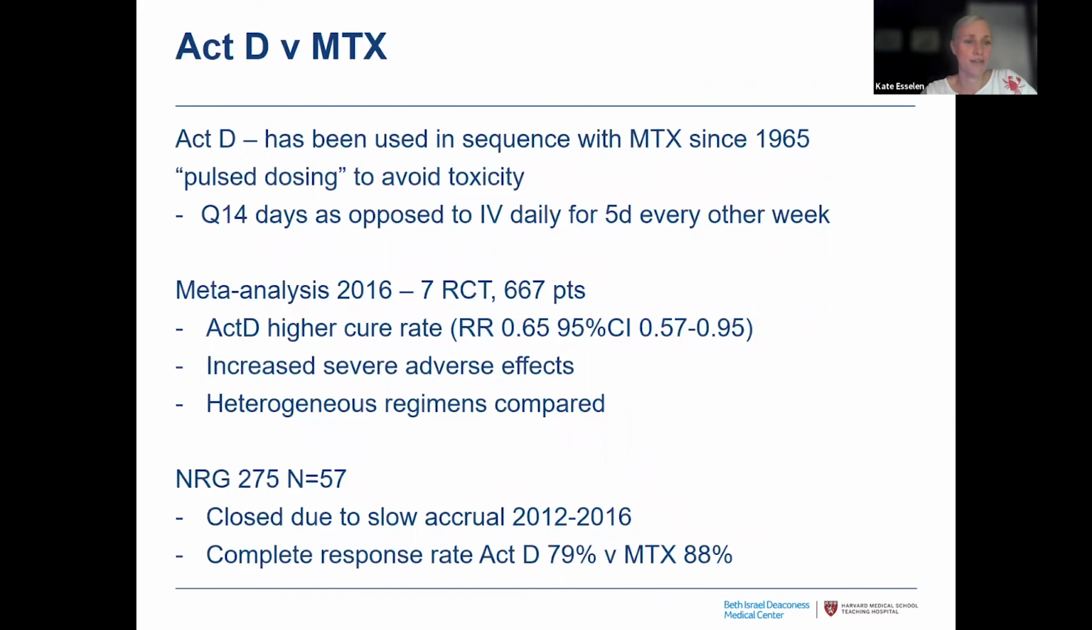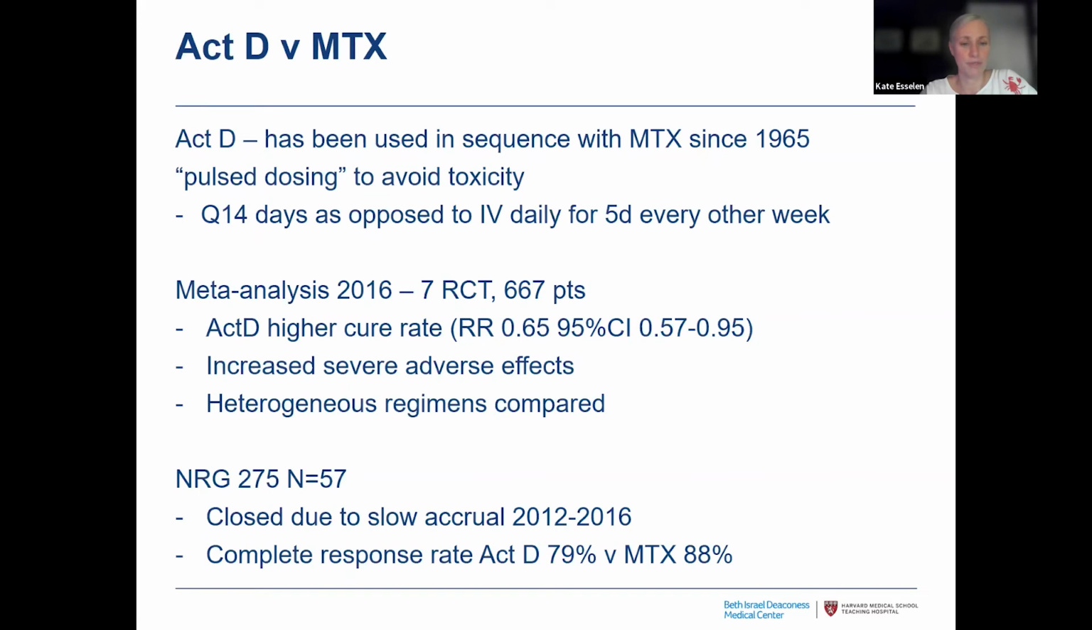Of course, anytime we have a choice between 2 highly effective agents, we look to the literature to try to differentiate which one might be best. We did actually try to study this. I'm going to draw your attention to the bottom of the slide with a GOG or NRG study, NRG 275, that was unfortunately closed due to slow accrual.